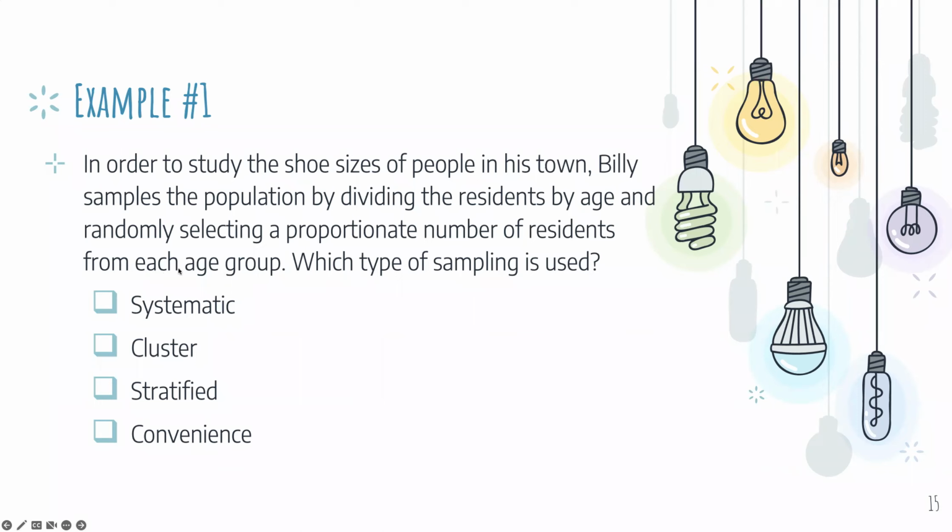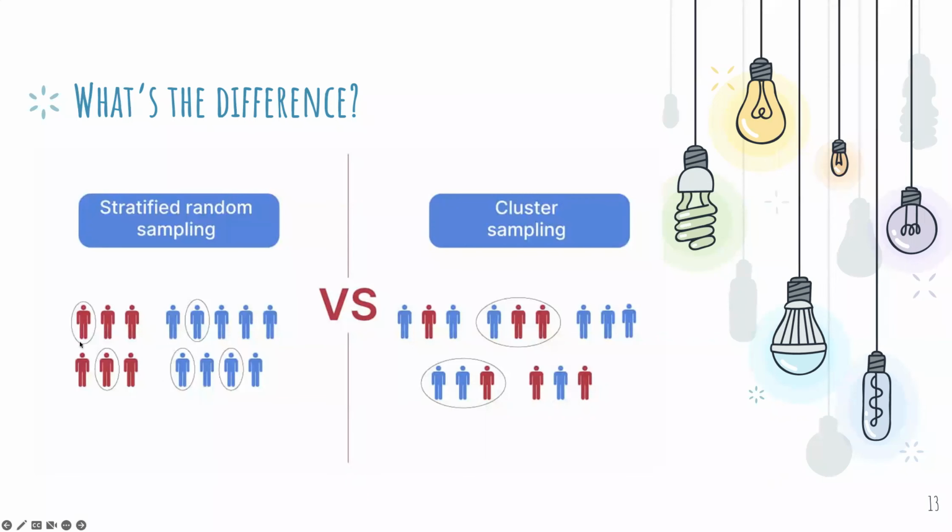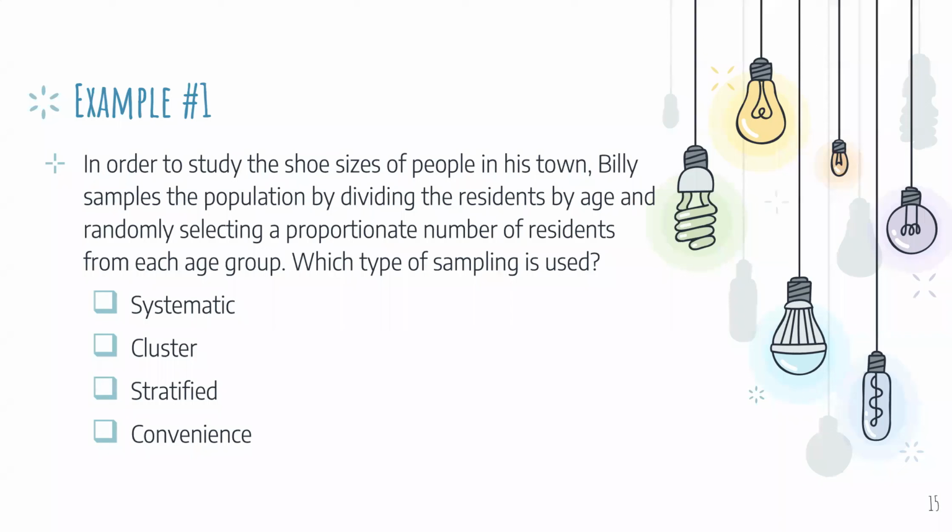So when do we choose individuals from each group? So if we go back, from each group means that we choose some from here, some from here. So that's going to be stratified. So go back here. What Billy is doing here to study the true sizes of the people in his town, it is stratified. He's taking all of the residents in the town, making groups, using age to determine in which group an individual belongs to. And then from there, he's selecting residents from each of the group ages. So again, that is stratified.